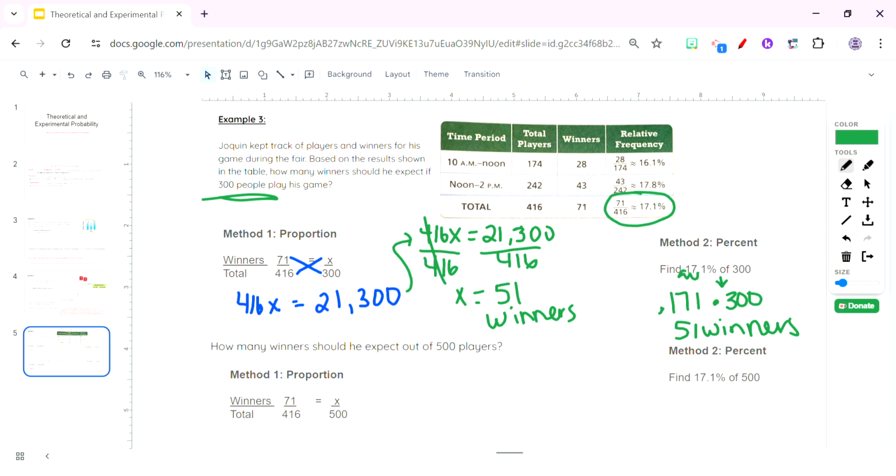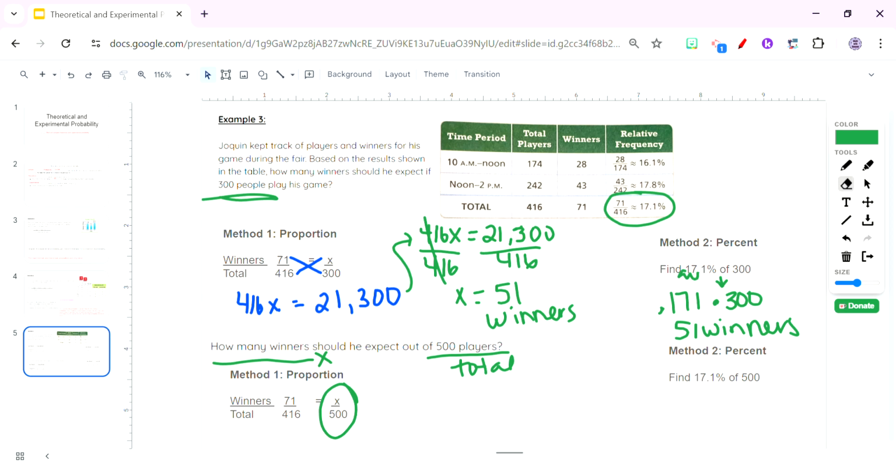Okay, and now next, how many winners should you expect out of 500 players? Okay, so we have our ratio again, winners to the total. So 71 out of 416, that's given to you right here in the table. And then we have this x out of 500. That is how many winners, so that's x. X out of the 500, this is your total. Okay, that's where we got that from.